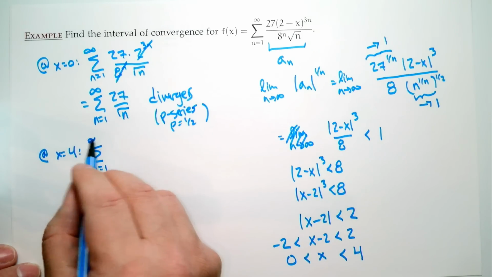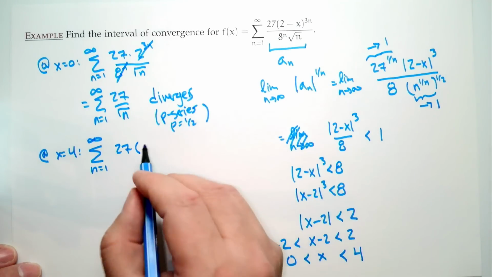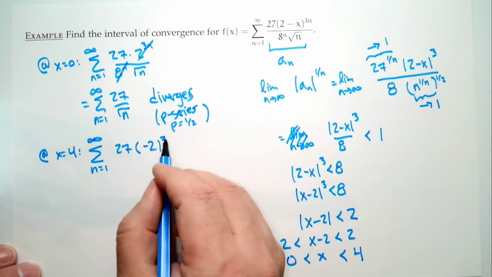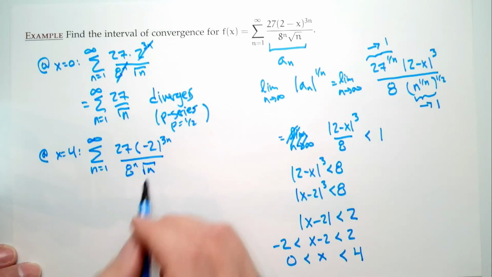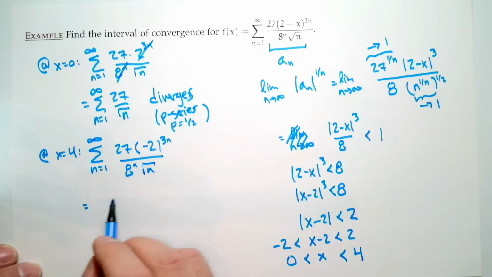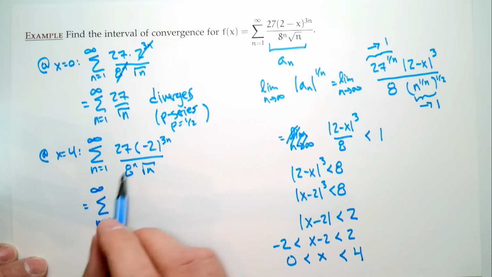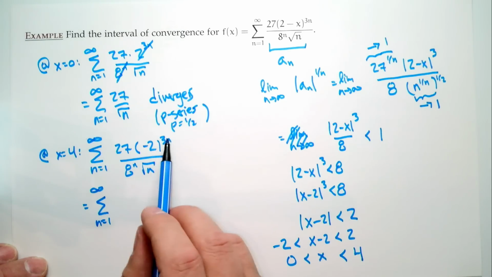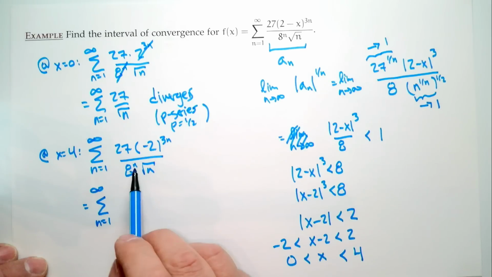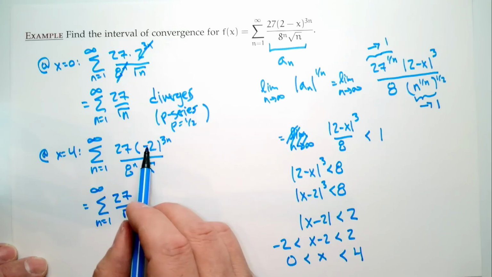Summation n equals 1 to infinity, 27 times 2 minus 4, which is negative 2, to the power of 3n over 8^n square root n. So this becomes a summation where the only thing that changes is that negative. We have to think about this for a minute. Well, the 2 to the 3n and the 8 to the n still cancel. The 27 is still 27. The square root of n is still square root of n. But now we have to think of this minus.